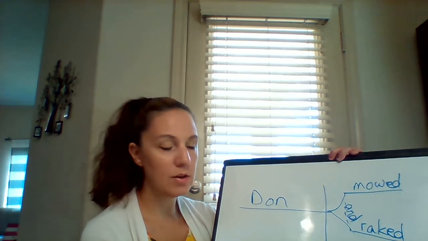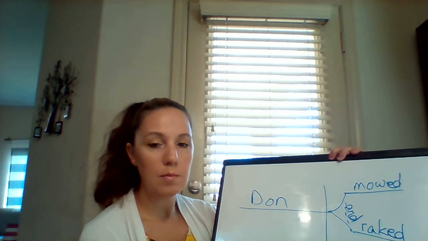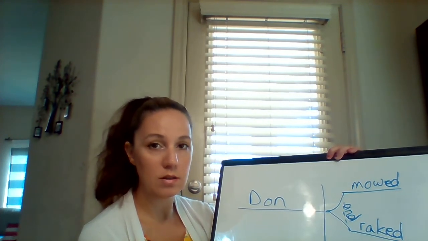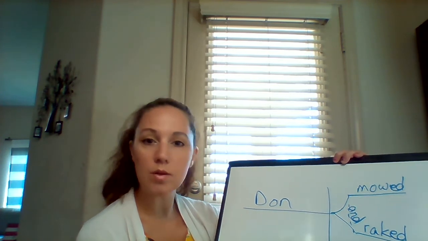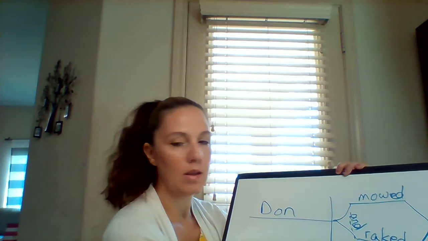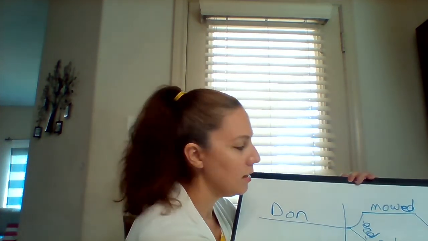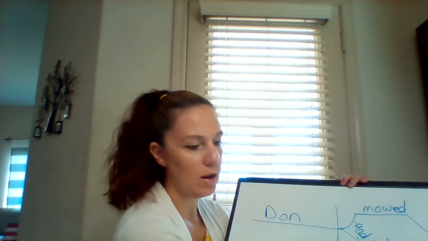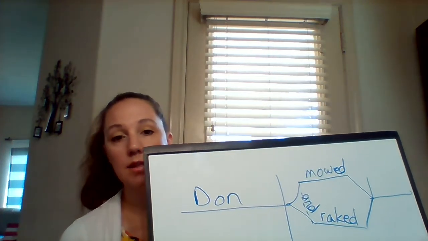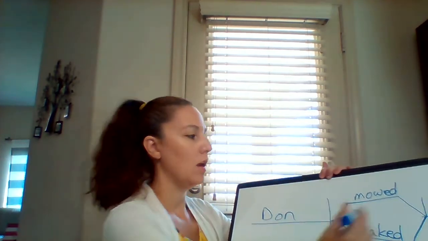Now that's not the end of our sentence. He mowed and raked the lawn, and that's our direct object. Okay, mowed and raked both apply to the lawn. So in that case, we got to bring them both together again. Okay, and then the rest of the line, I'm kind of running out of space. You still have that straight line towards the end to separate your direct object.